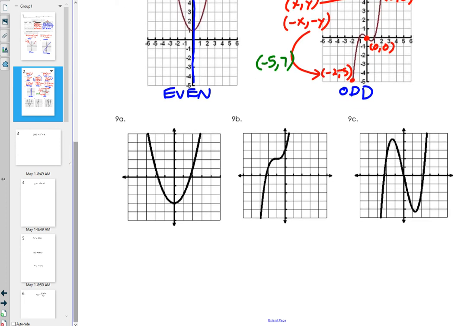J Money, you want to do 9A? It is going to be even, good. That does look symmetrical over the y-axis.